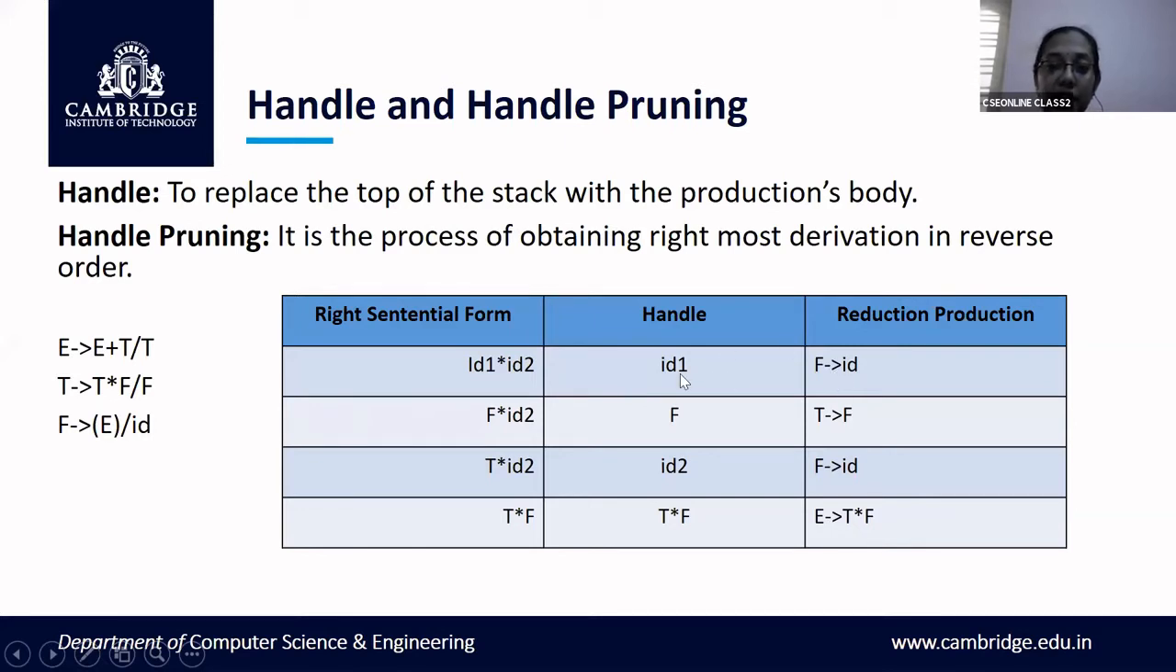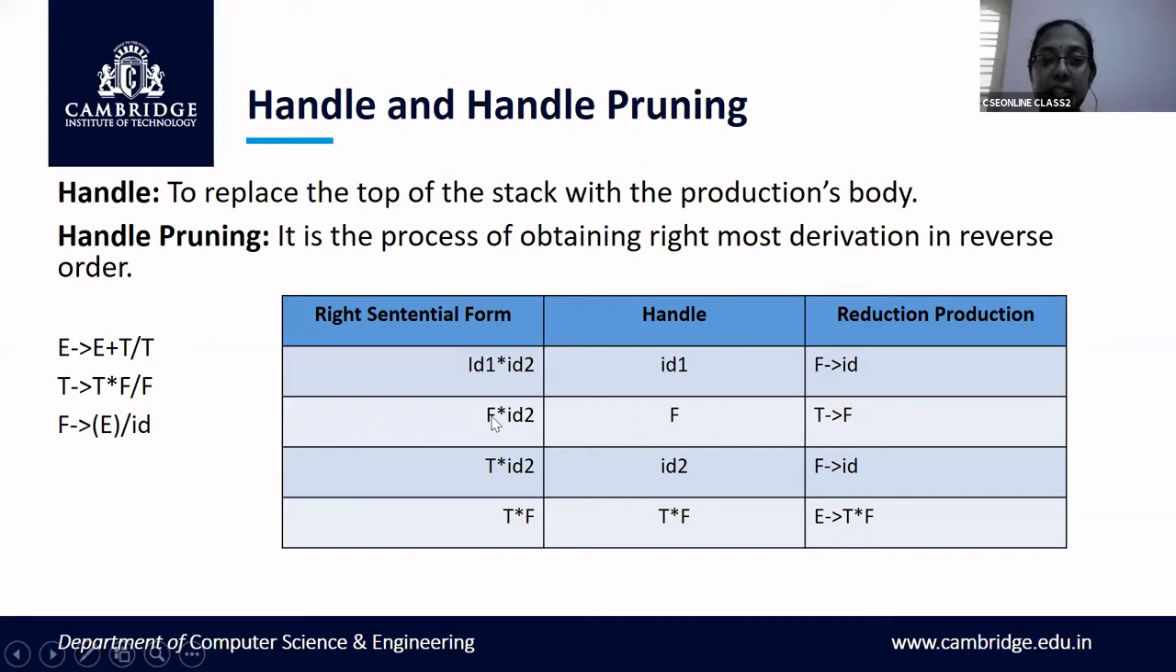So instead of ID1, I am reducing it to F. Reducing is replacing the handle with the non-terminal. Okay, replacing the handle with the non-terminal symbol, or the left-hand side of the production. Fine. Because F derives ID, I am replacing ID with, or reducing ID to, F.